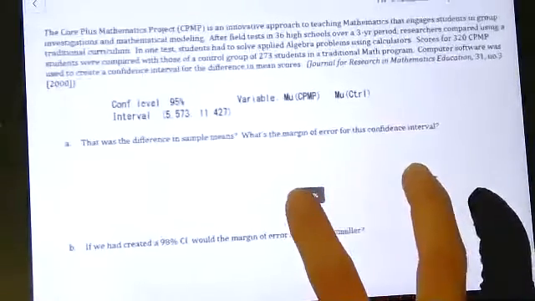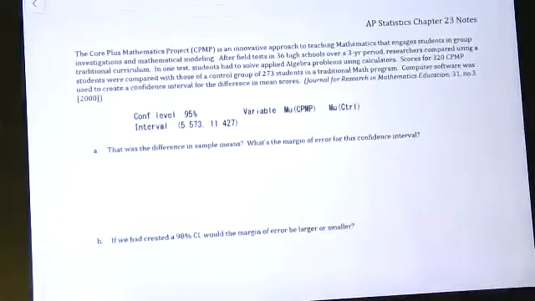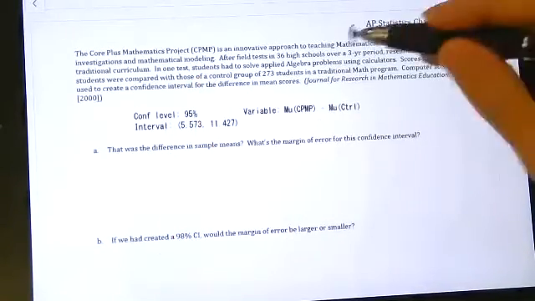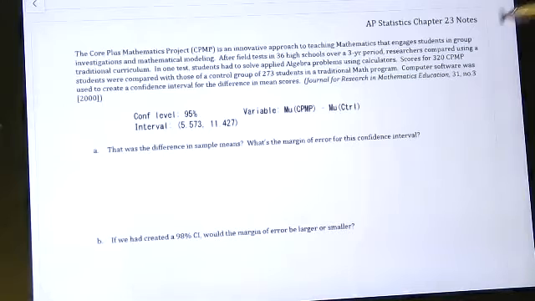Okay, this last section here is looking at two different math curriculums. So the Core Plus Mathematics project, the CPMP, is an innovative approach to teaching mathematics that engages students in group investigations and mathematical modeling. Kind of sounds similar to CPM, if you guys remember back that far. And you guys did the CPM curriculum in integrated 1, 2, and 3, and in middle school for that matter.